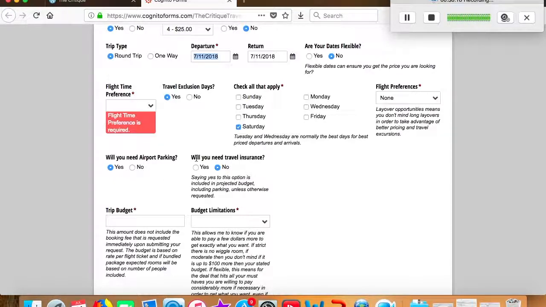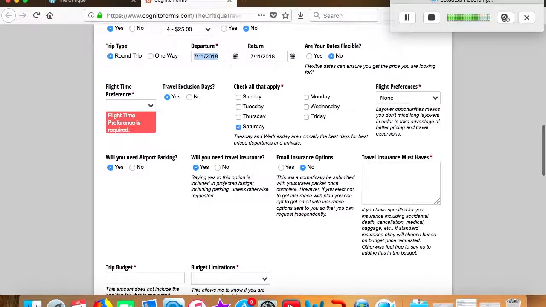Okay, will you need travel insurance? Saying yes to this option is included in your projected budget, which means that when I'm looking for a ticket for you, I'm looking within the budget you give me for a ticket that will also include travel insurance. So I will research travel insurance options that will allow you to stay within your budget. So if you need travel insurance, click yes.